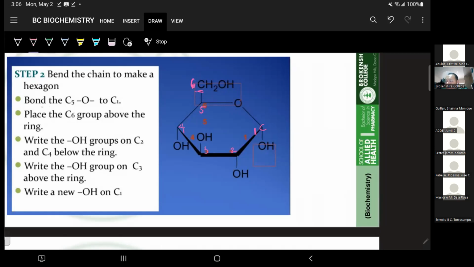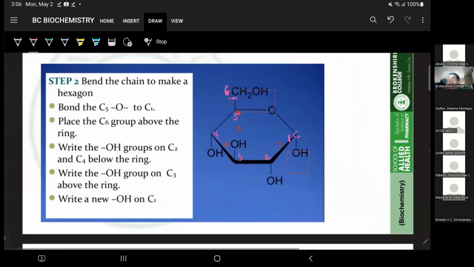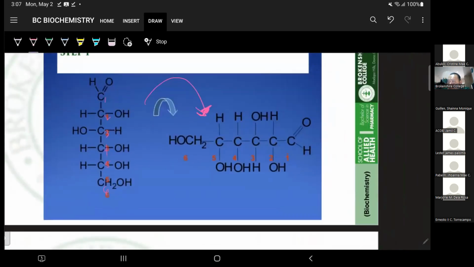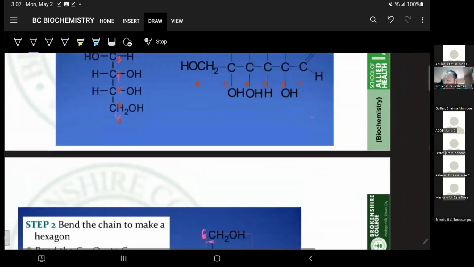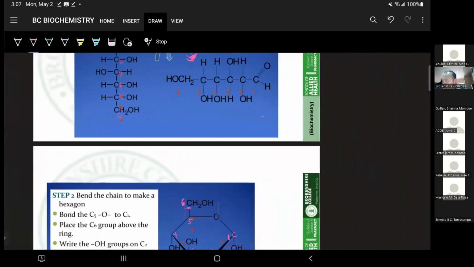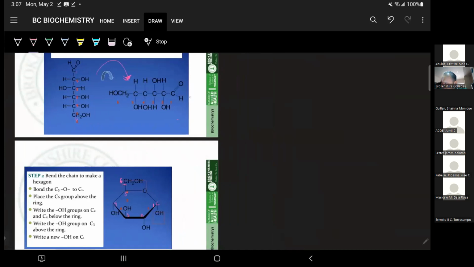Okay? Bond the C5 with the O. Parang konektado siya dito, no? Pinaralel mo siya pagkatapos. From this, yun na nga, ibibend mo siya paunti-unti, no? As you can see here, no? Ganyan natin, di ba? As you can see here, binend niya si C. Binend niya dito. Binend niya yung isang bond.